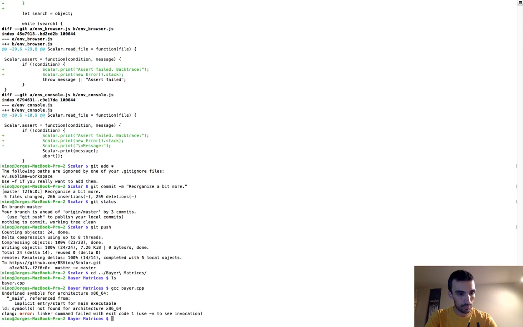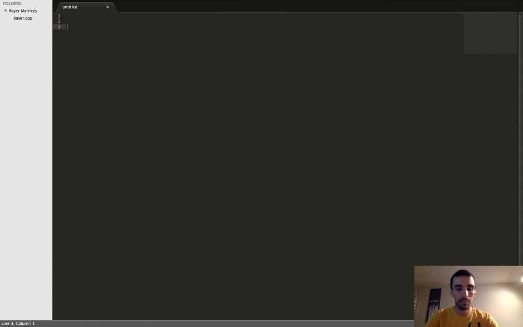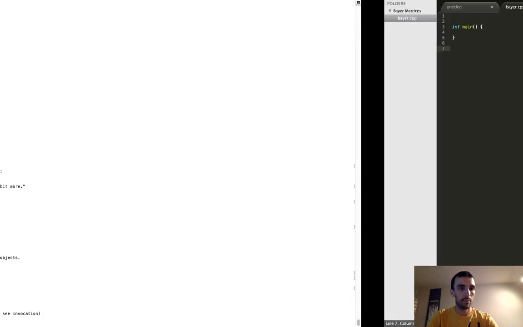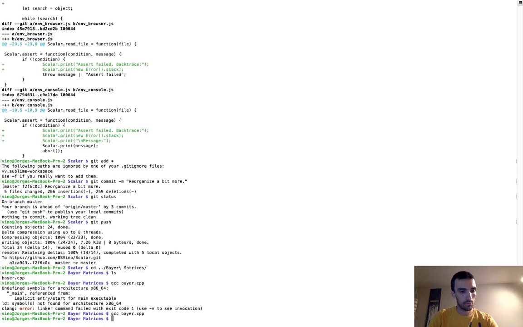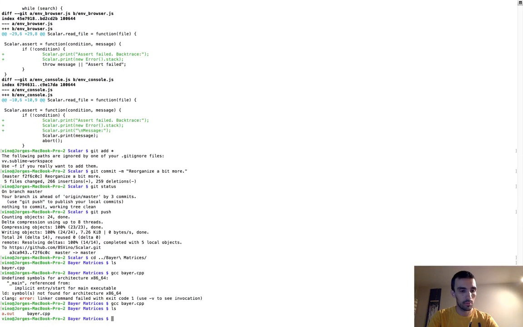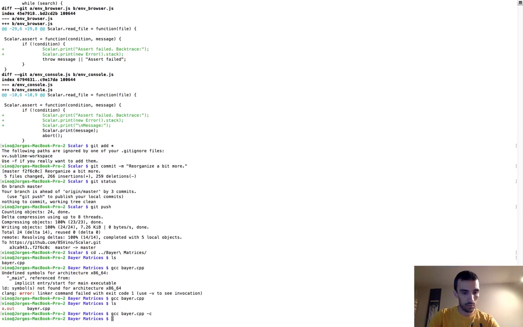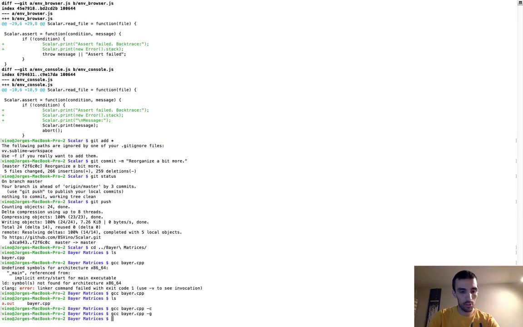Wow. Oh, I don't have a main. Good. Main. And we don't need any arguments. Okay. So we're going to write some code to generate a Bayer matrix. Good, that compiles. And what does it do? A.out. Good. Oops. So we're going to build it with debug symbols.